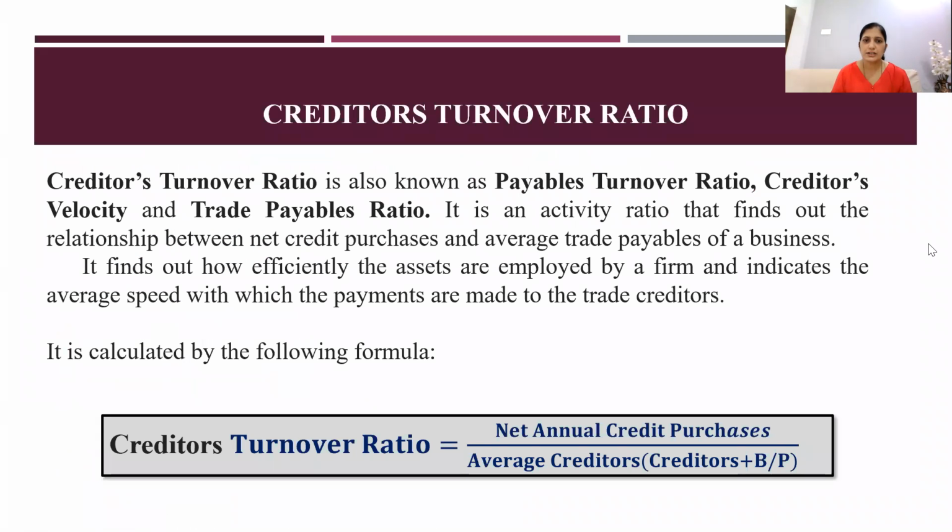So creditors turnover ratio is also known as payables turnover ratio, creditors velocity, and trade payables ratio. It is an activity ratio that finds out the relationship between net credit purchases and average trade payables of a business. It finds out how efficiently the assets are employed by a firm and indicates the average speed with which the payments are made to the creditors.